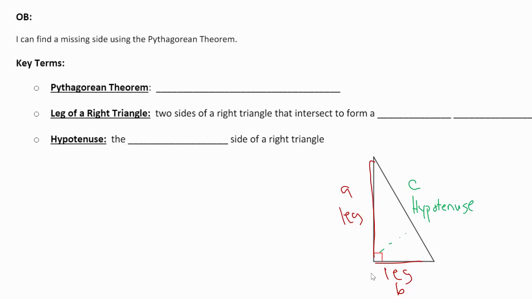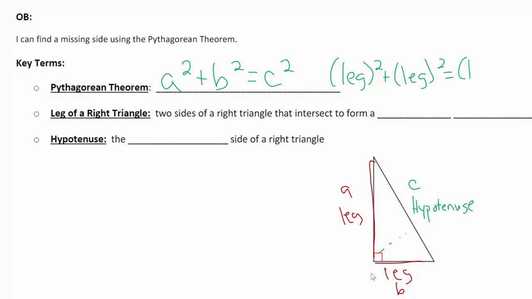The Pythagorean theorem describes the relationship of the three sides of a right triangle, and that's a squared plus b squared is equal to c squared, or sometimes we think of it as the leg squared plus the leg squared is the hypotenuse squared. The two legs of the triangle intersect to form a right angle. Again, a right angle is 90 degrees, and the hypotenuse is the longest side of that right triangle.